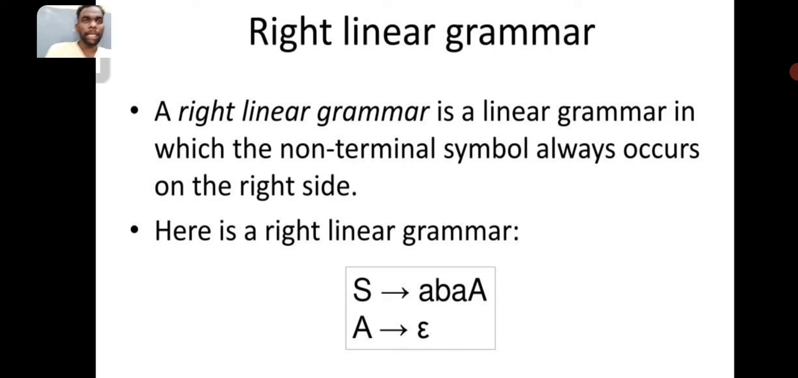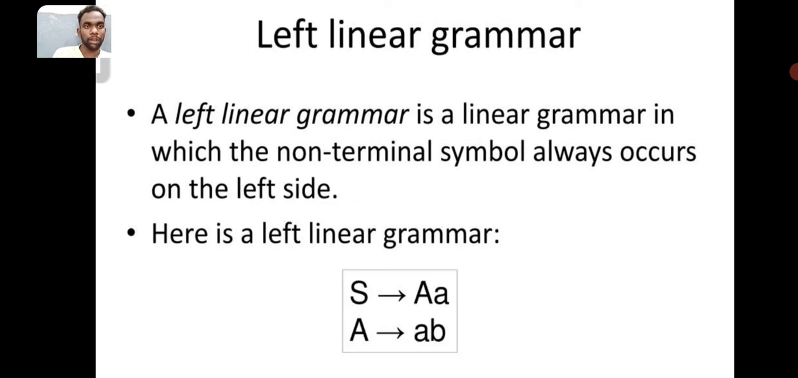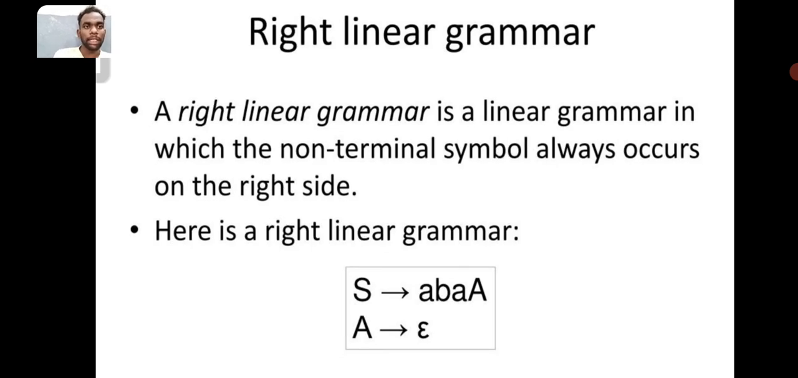Coming to right linear grammar. A right linear grammar is a linear grammar in which the non-terminal symbol always occurs on the right hand side. Here is the example of a right linear grammar. S implies a b, a A, A implies epsilon. This is the example for right linear grammar. In right linear grammar, small alphabets come first and capital letters come at the right side.